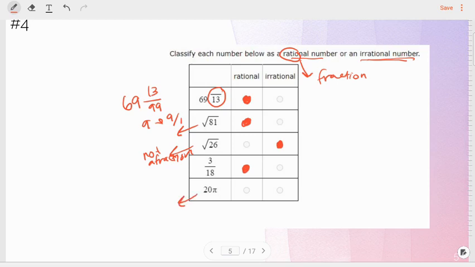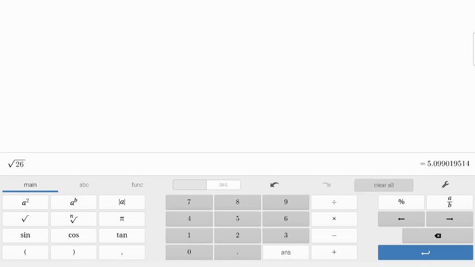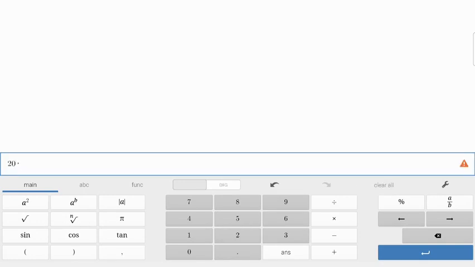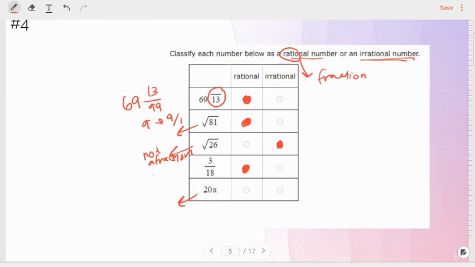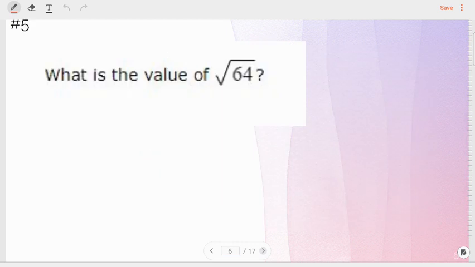And 20 pi. Now 20 times pi, you can test it in your calculator. 20 times pi, where's my pi button? Pi, there it is. You can see 62.831853, and so on. That is not a fraction. I know it's not a fraction because it doesn't terminate like we did on example 1, and it doesn't repeat like example number 2. So not a fraction. Another way to know that it's not a fraction is anything with a pi is going to be irrational.